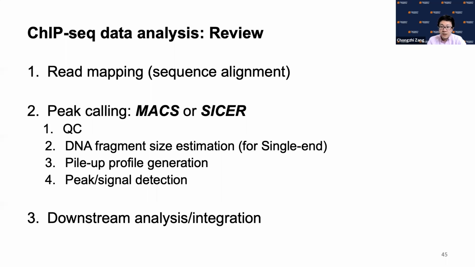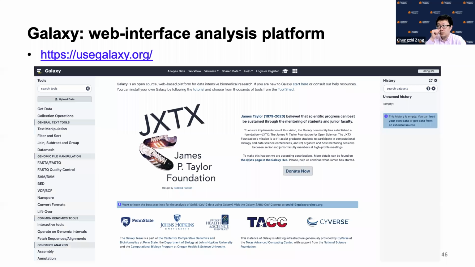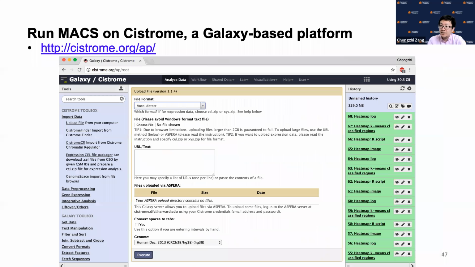So I will just simply go through some of the web-based tools and web resources for you to do some of the downstream analysis and the integration, but I'm not going to go into the details of those. So Galaxy is a bioinformatics analysis platform that integrates a lot of different computational tools for analyzing next-generation sequencing-based data and genomic data. And you will find a lot of useful tools from this Galaxy website.